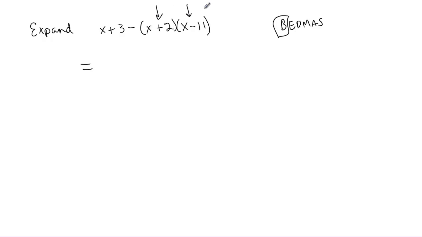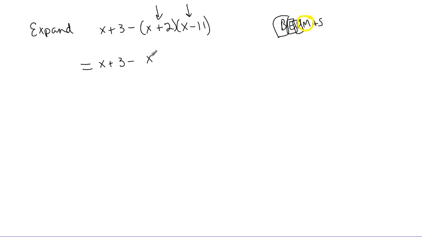Are there any exponents we can deal with? Nope. Is there any division? Nope. However, there is some multiplying. That's where we're going to head next. We need to multiply these two binomials. So this first stuff's just going to sit here. X times x is x squared.